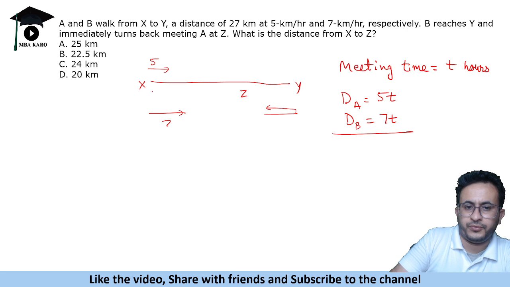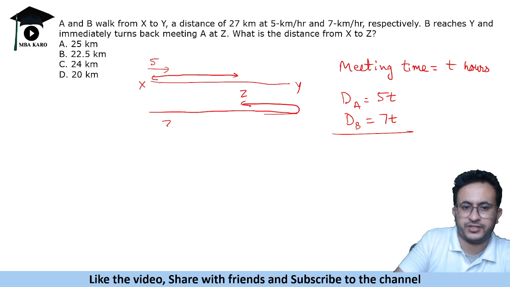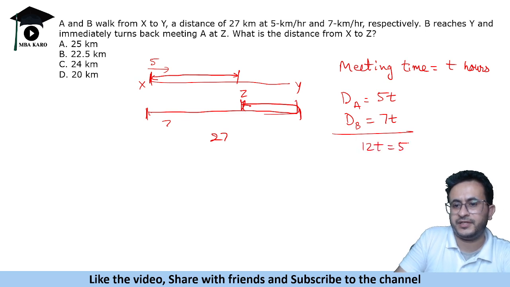See, from here to here A has gone like this, and this person has gone this complete distance plus this distance. So how much is the total distance? This whole length is covered, this complete length of 27 km, and this is also a complete 27 km. So the total distance is 12t is 54. Okay, so we get t is equal to 4.5.